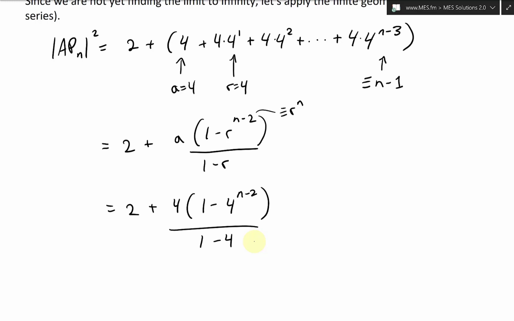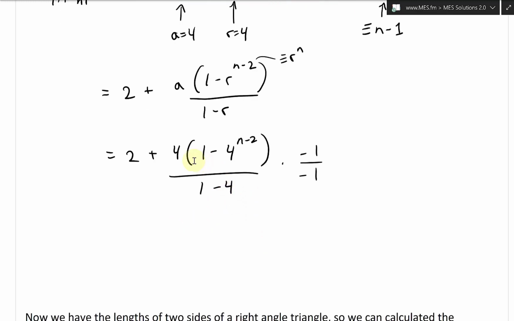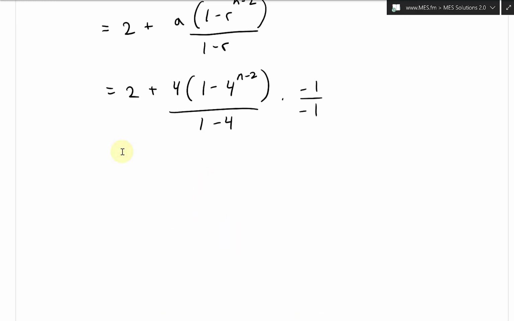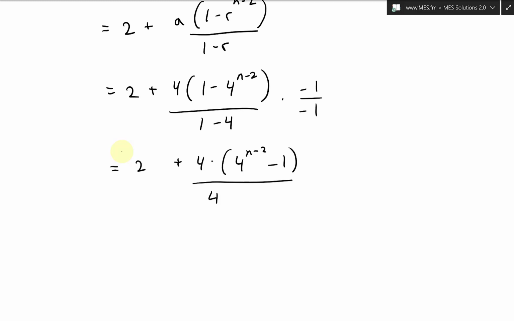And let's simplify this further. I'm going to multiply top and bottom by minus 1, just so we have the bigger numbers positive and the 1 is negative. All right, so this equals 2 plus 4 times 4 to the n minus 2 minus 1. So we're switching over the negative signs. And now this 1 minus 4 is just a 4 minus 1. Let's put this 4 minus 1 just for completeness, and that becomes a 3.